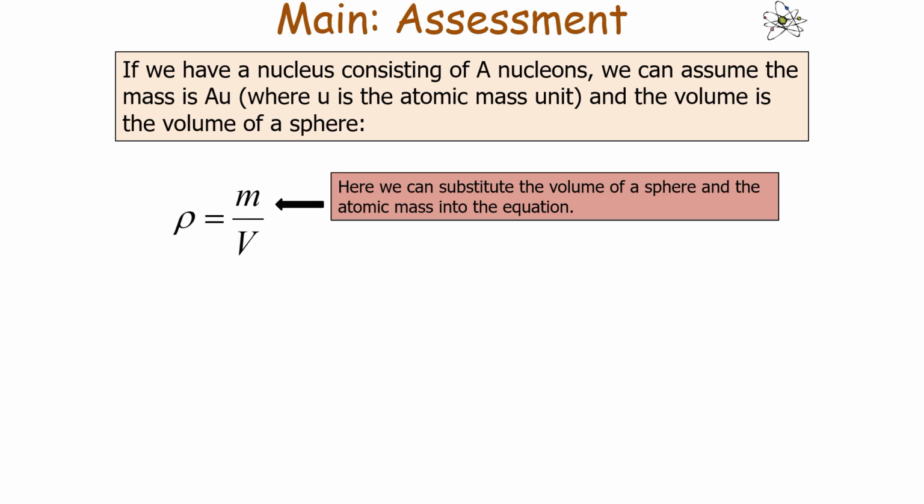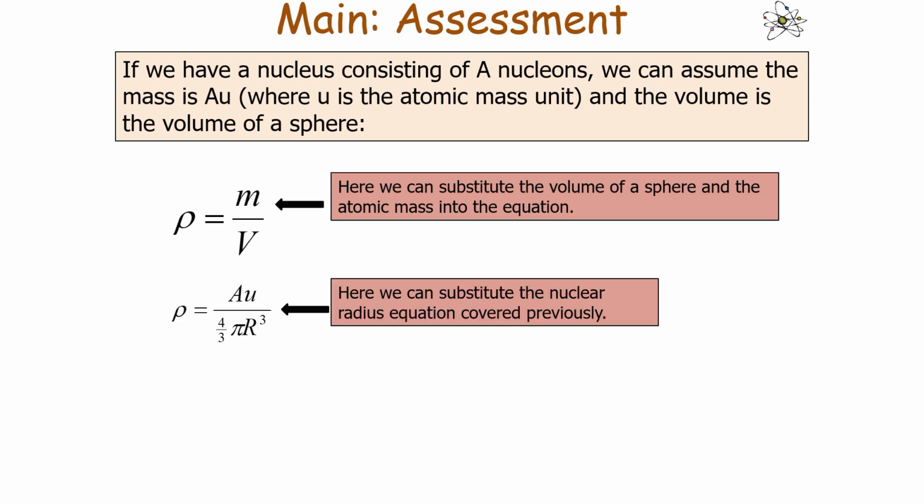So if we have a nucleus consisting of A nucleons, we can assume that the mass of the nucleus is A times u, where u is the atomic mass unit, and V is the volume of the sphere. So we can say that density is equal to mass over volume. So we can substitute the volume of a sphere and the atomic mass into this equation. So we get that rho is equal to Au over 4/3 pi r cubed. Now in this equation we can substitute the nuclear radius that we covered previously.